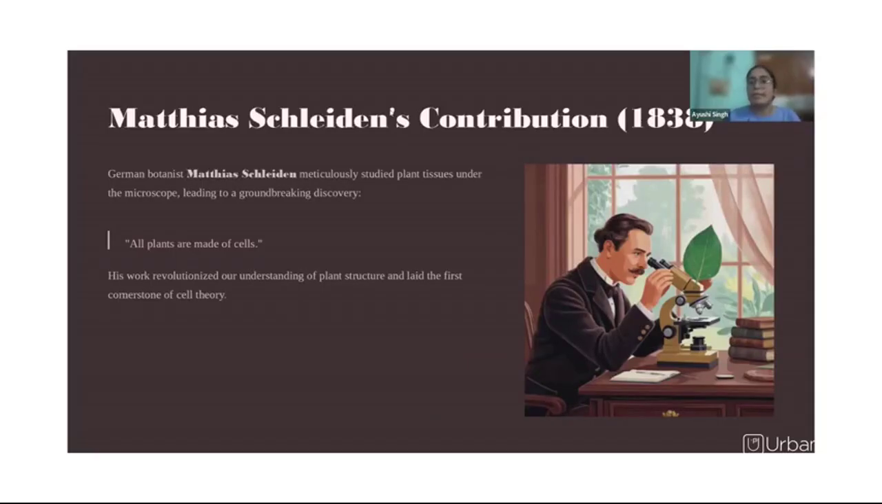So Schleiden was a German botanist. He used to work with plants, a botanist, right? He studied different plant tissues under the microscope, and he understood that all plants are made up of cells. Now let's go to Schwann, and see what he was doing.